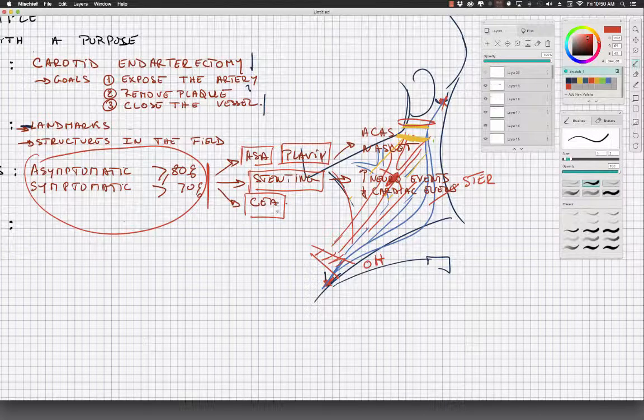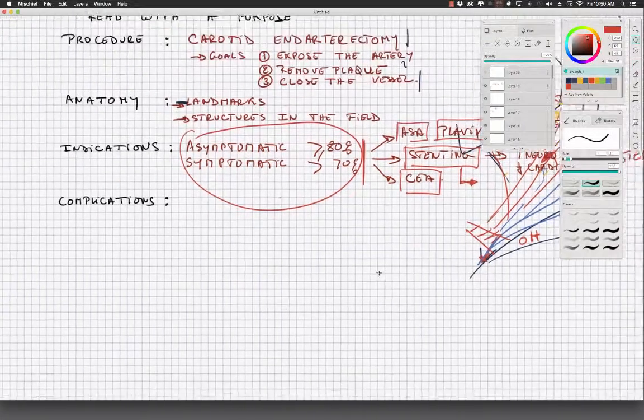Stenting definitely an option, but why aren't we stenting this patient? Well, we know that stenting has an increased neurological event rate despite a slight decrease in cardiac event rate, and usually is reserved for high-risk patients. So if this patient is low risk, that is why he's undergoing carotid endarterectomy.